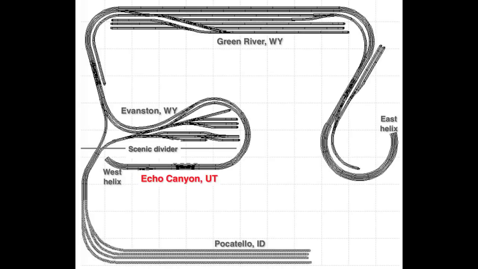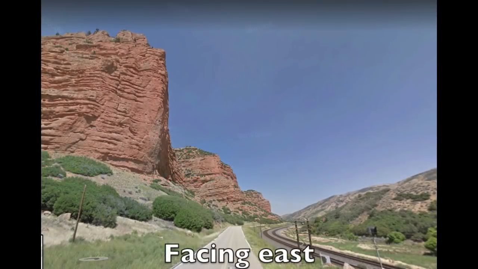First though, as my track plan shows, Echo Canyon is located at the western end of my layout, just before the track disappears into a helix that goes down to staging. The peninsula on which Echo Canyon is located is 6.5 feet long. Also, here are 2 photos of the prototype. I want you to see what William was talking about and what I am trying to model.